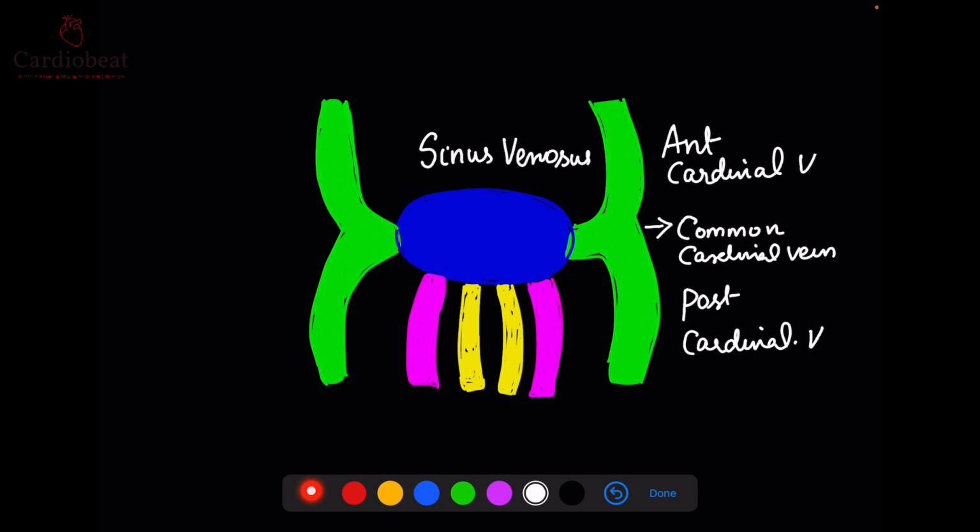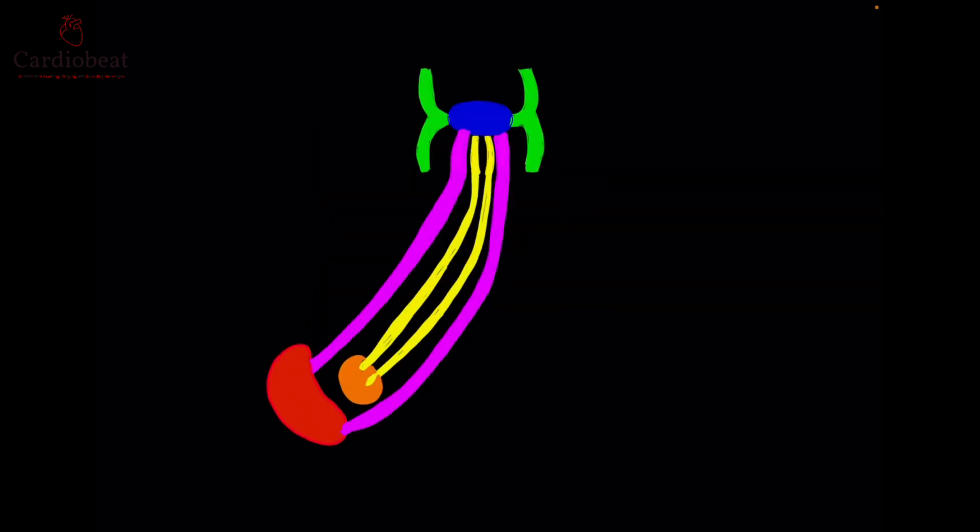You also see two other paired venous structures, namely the yellow as well as the pink colored venous system. So the pink one is the umbilical vein and the yellow is the vitelline vein. So in this picture you could see both the umbilical and the vitelline veins are draining certain structures.